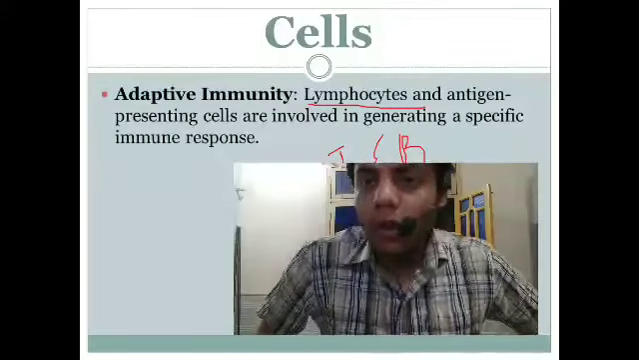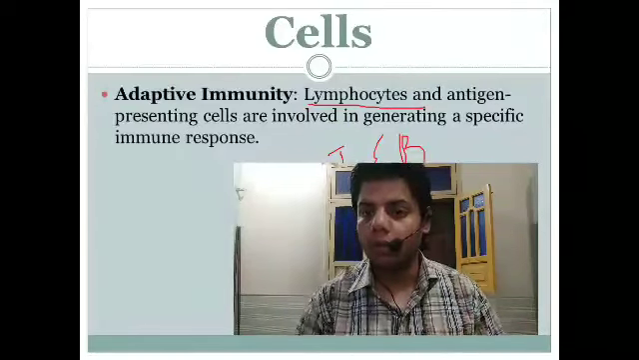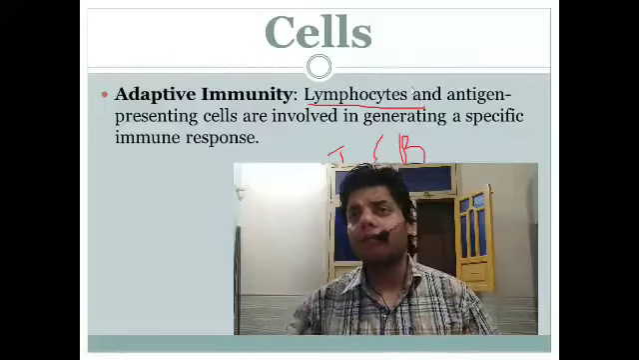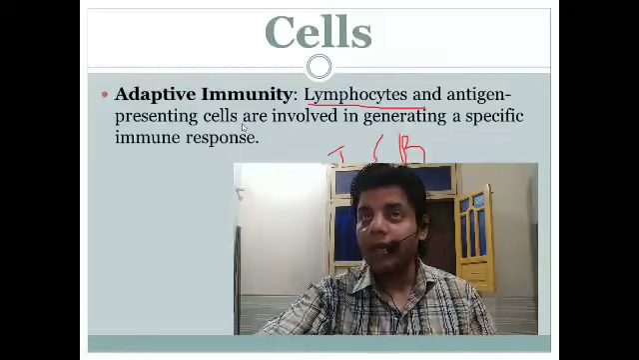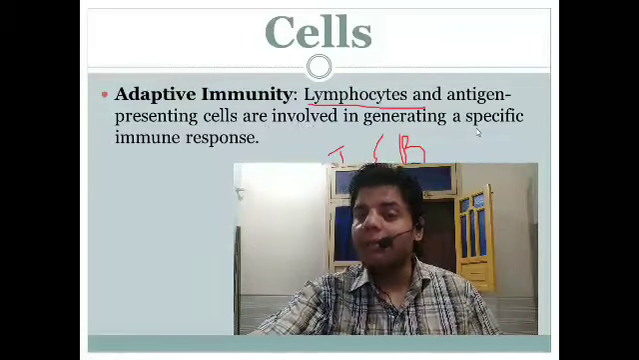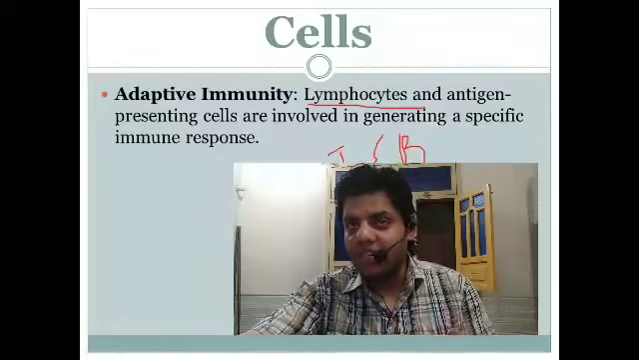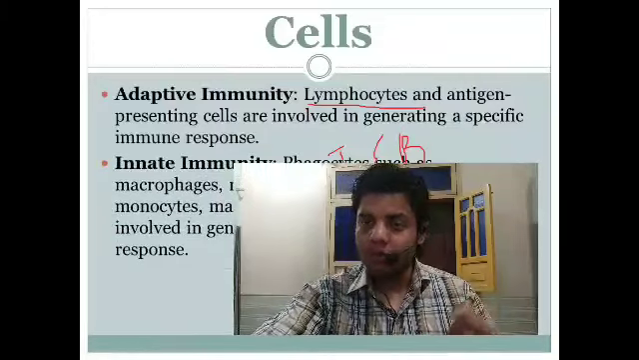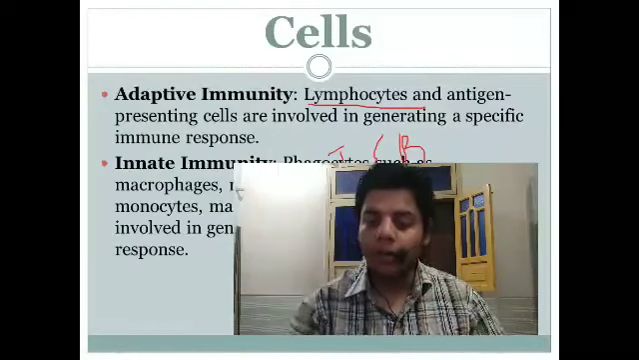The adaptive immunity contains lymphocytes, meaning B cells and T cells. We also call them B lymphocytes or T lymphocytes. And antigen presenting cells, macrophages, dendritic cells, and all nucleated cells are involved in generating a specific immune response. So these are the cells which are usually involved in adaptive immunity.